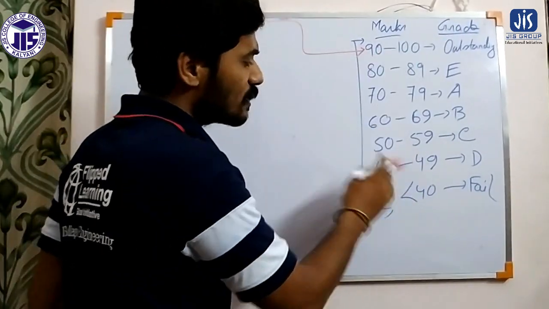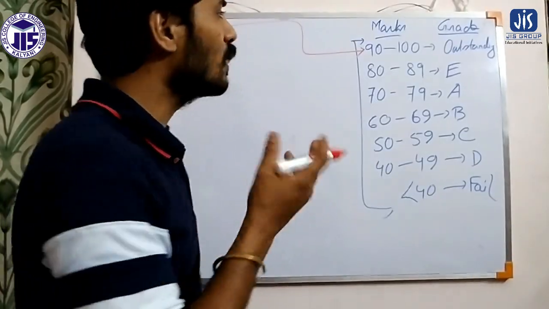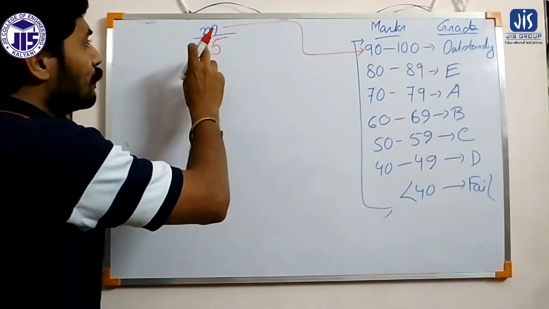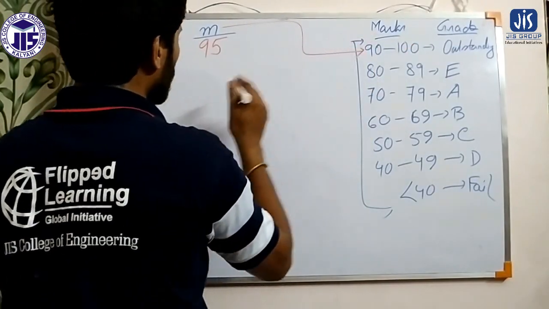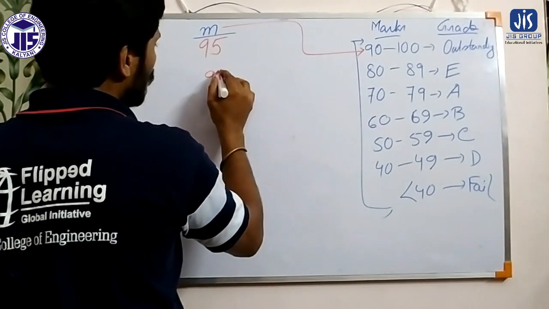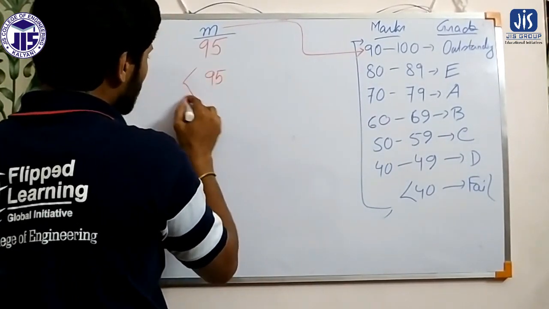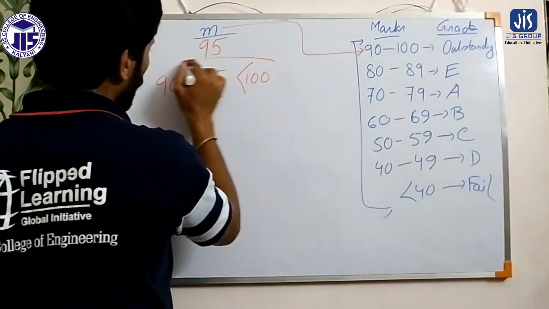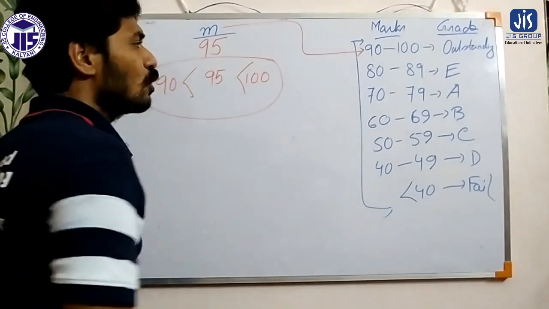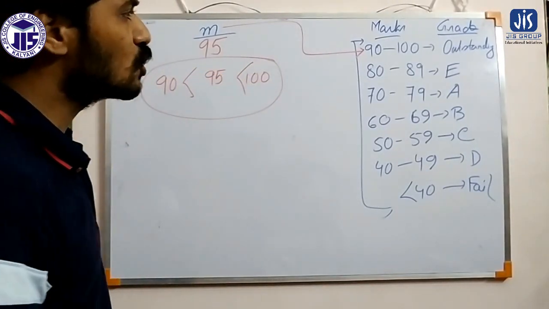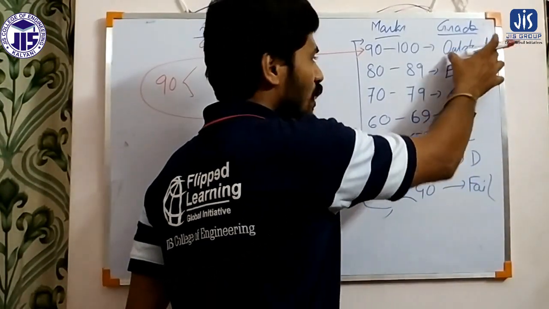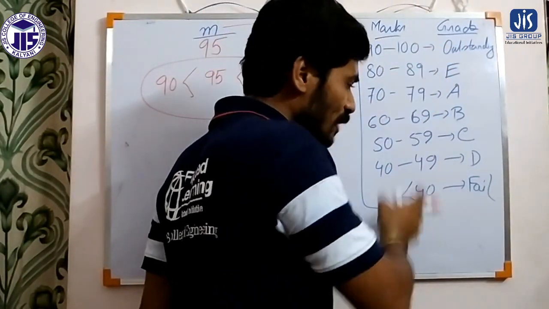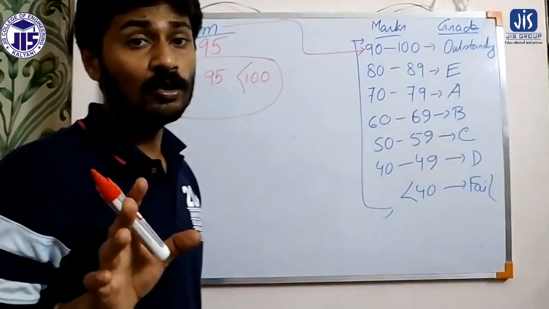And all these other conditions we need not check, because we have already found the grade. That means the first condition is that the value 95 is greater than 90 and less than 100. So that is my first condition. If the first condition is true, then the result will be outstanding, and the remaining conditions, that is 80 to 89, 70 to 79 and so on, we need not check.